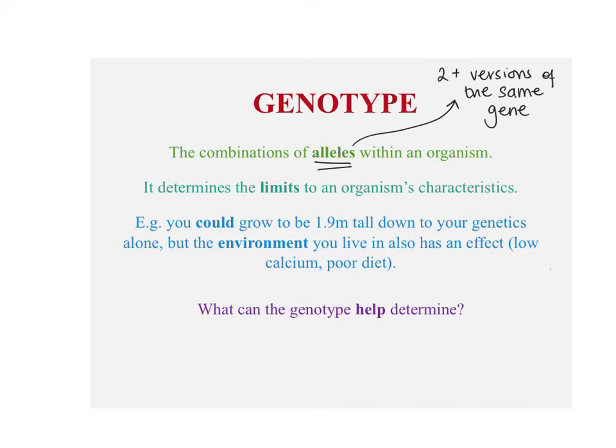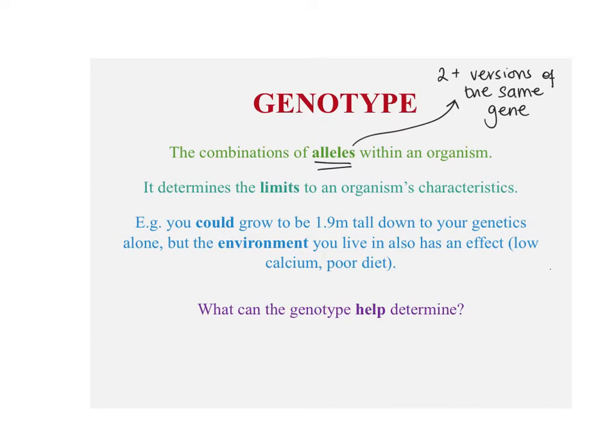Your genotype specifically limits how much of something you can be. Those of you that know me know that I'm quite small. Obviously, my genotype has not enabled me to reach the lofty heights of 6 foot tall. My genotype is actually limiting me to being the height I am. So the example here in blue, you could grow to be 1.9 meters tall due to your genetics. Maybe you've got some really tall parents.